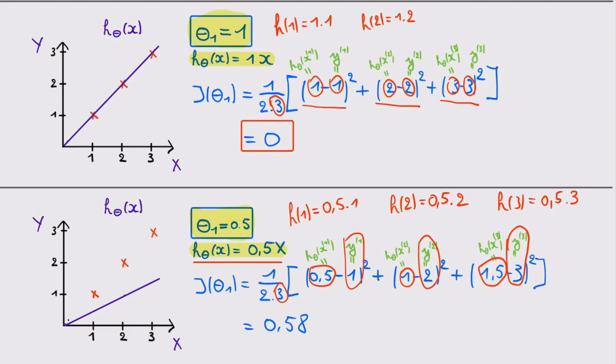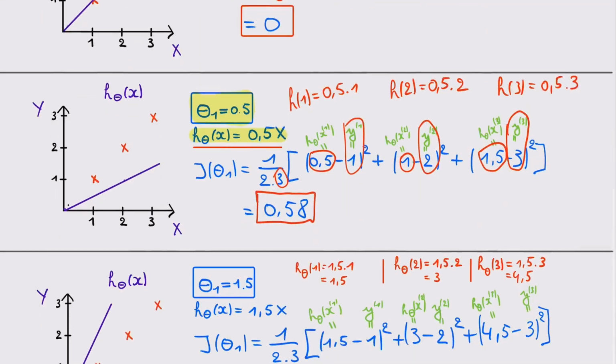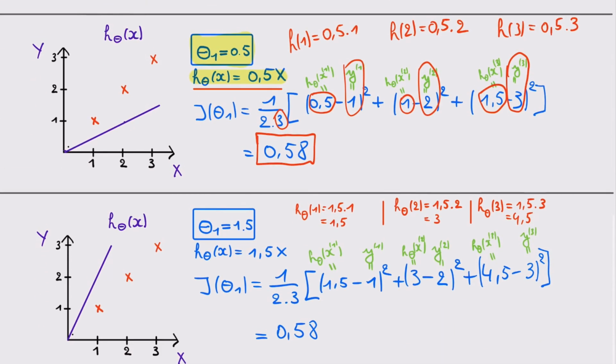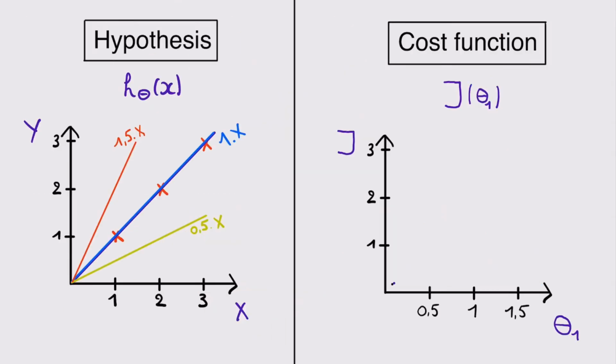Now we get a value of 0.58, which is different from 0. Before we look into what this means, we first calculate the value of the cost function for one more value of theta 1. Now we will set theta 1 equal to 1.5. And if we follow the same principle as the last two examples, we will also get a value of 0.58. We can now look at what it means to minimize a cost function.